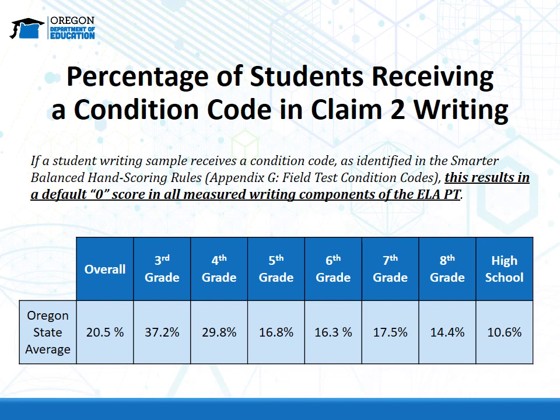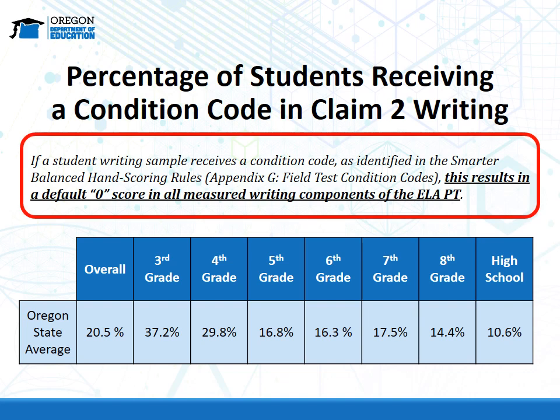The following definition and table provide additional background information on the topic of condition codes associated with the ELA performance task, which is included in Claim 2 writing. If a student writing sample receives a condition code as identified in the Smarter Balanced Hand Scoring rules, this results in a default 0 score in all measured writing components of the ELA performance task.